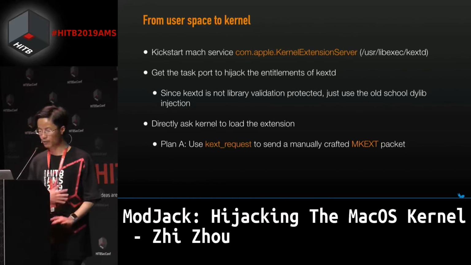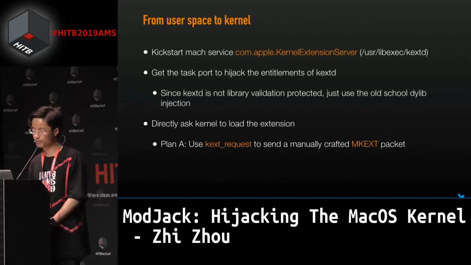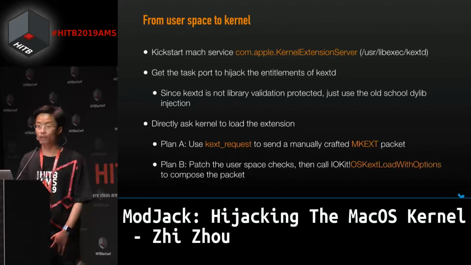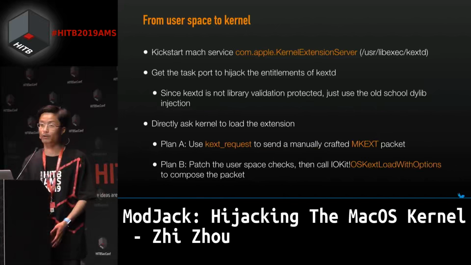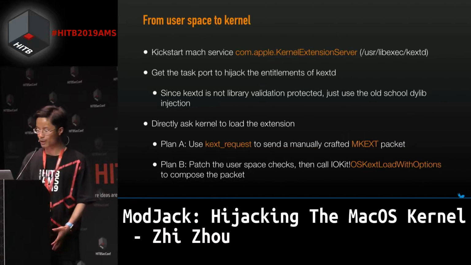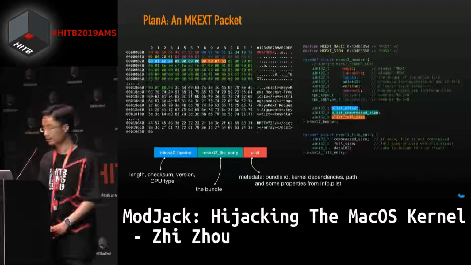We have two plans here. Plan A is to directly use this kext request to send a crafted packet, this MKEXT packet. Plan B: we are so lazy, because when we manually craft this packet, we may have to handle so many data structures. I'm too lazy to do that, so I would rather patch some critical checks and then call its internal functions to compose the packet. So what does the packet look like?